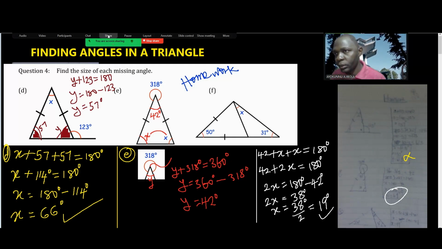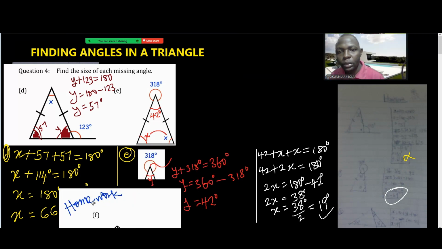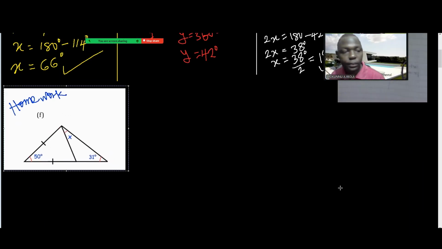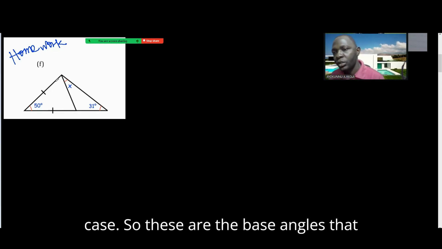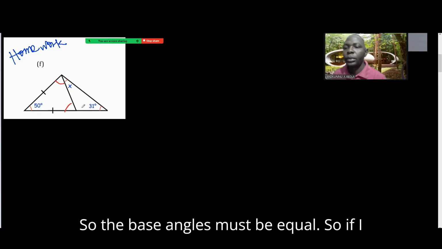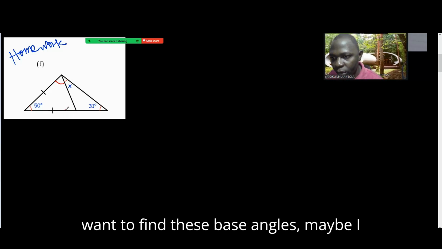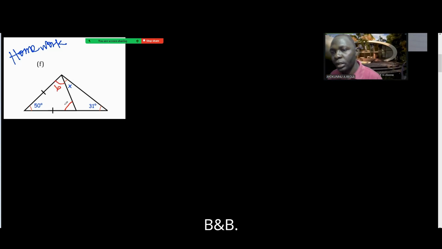Also, the third one, I'm going to move it to the bottom page. Okay, we're looking for x. This is like a special case. So these are the base angles that must be equal in the first place. Okay, so the base angles must be equal. So if I want to find these base angles, maybe I can call them b and b.